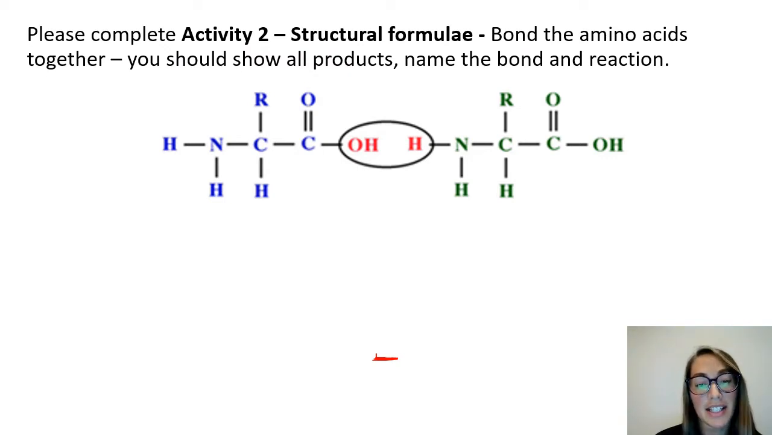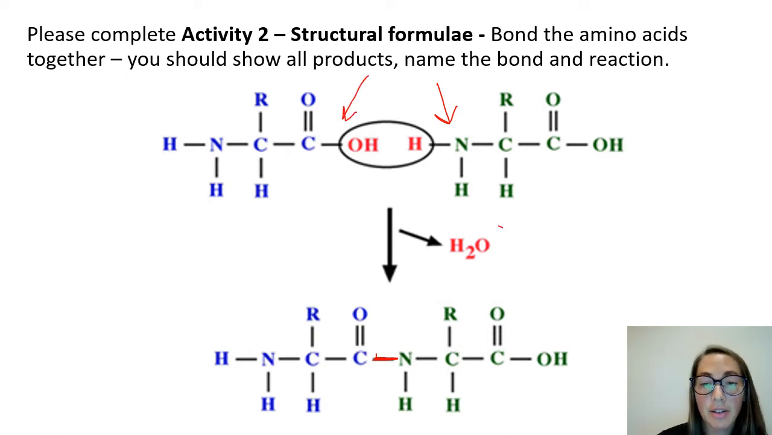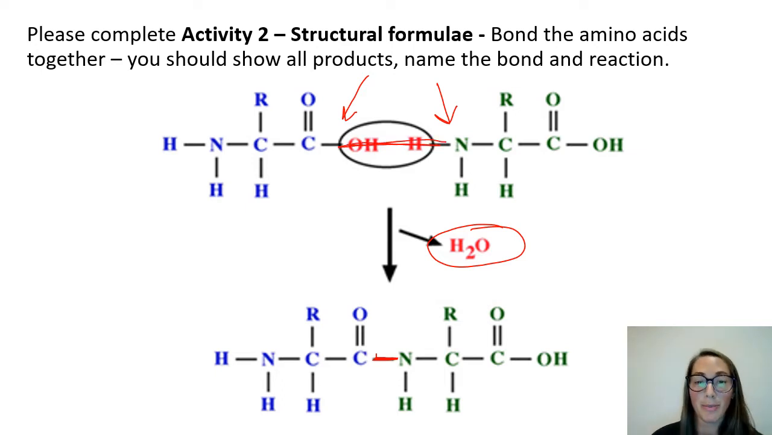And the answers for activity 2 are here. So we're going to bond together 2 amino acids, and you'll notice that the hydrogen from this amine group on this amino acid is going to combine with the hydroxyl group from the carboxyl group of this amino acid, and that is going to produce a water molecule. The bond is going to form between the carbon from the carboxyl group and the nitrogen from the amino group or amine group, and that's going to form our peptide bond, which is down here.